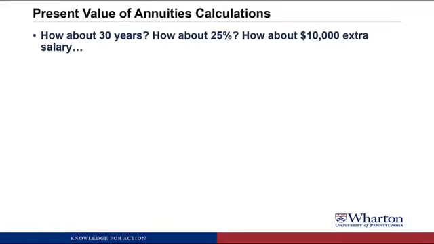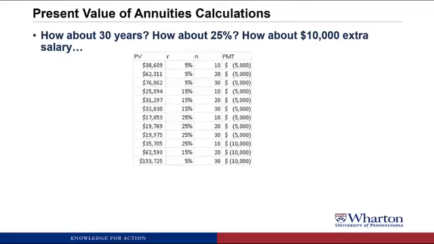So let's see how this generalizes and look at things like 30 years or 25% or even a higher payment. So instead of 5,000, you get 10,000 of extra salary. So here's a little sensitivity analysis I did in Excel. And what I want you to look at is, let's first focus on where the inflation rate is the same. So we can look at the 5% at the top. As the number of periods goes up with the same payment, we see that the present value goes up.